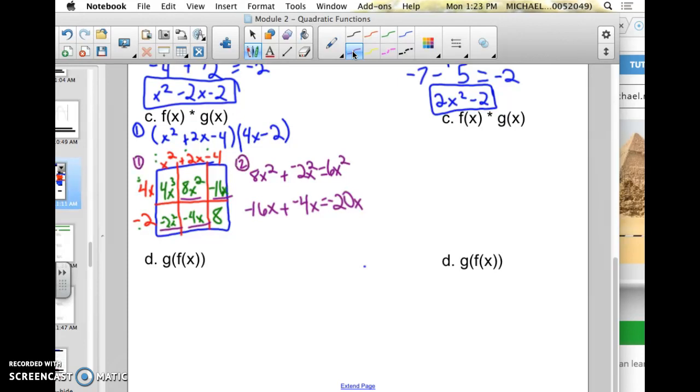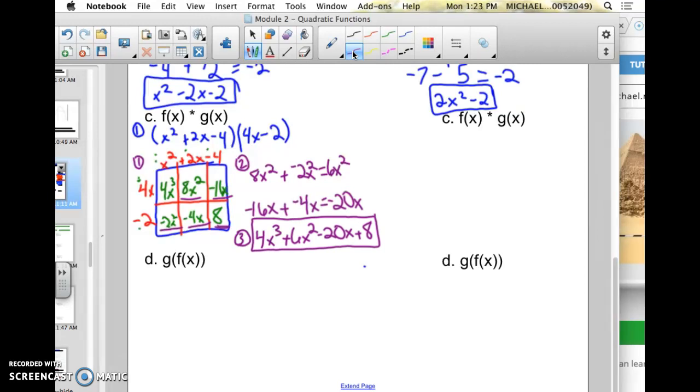Step 2, my final step is just to write the new polynomial in standard form, highest power to lowest power into the constant. So the highest power is 4x cubed. The squared term becomes positive 6x squared, so plus 6x squared, then minus 20x, and then the constant of positive 8 plus 8. And I am done.